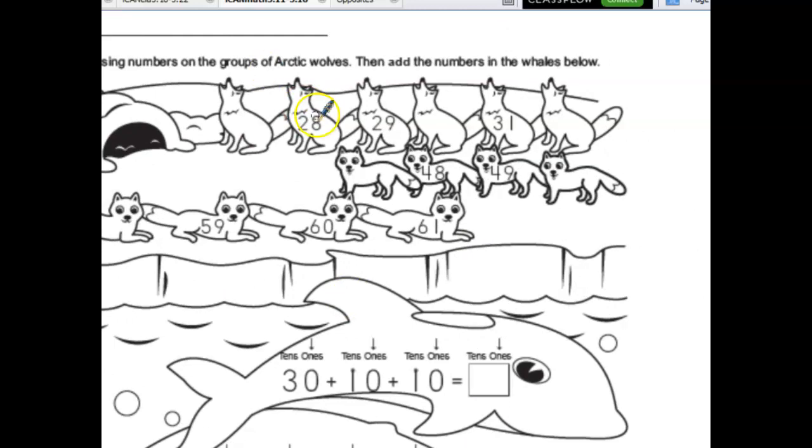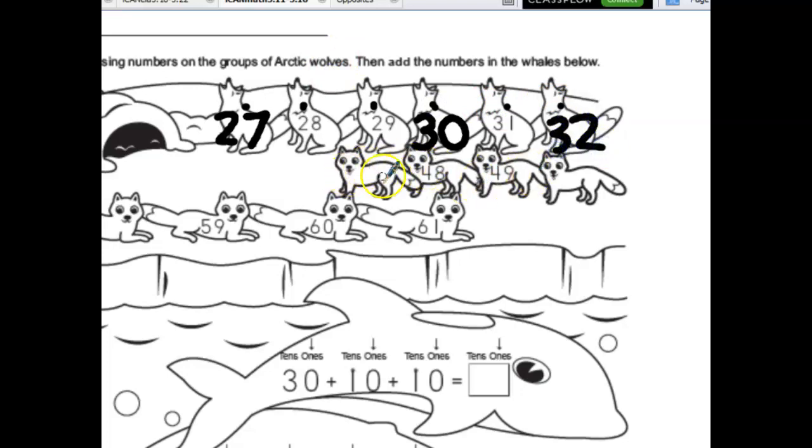In this group of wolves, I see that I have the number 28, 29, something's missing, 31. The number that comes right before 28 is 27. I can fill that in. 27, 28, 29. This number would be 30. 27, 28, 29, 30, 31. This number would be 32.